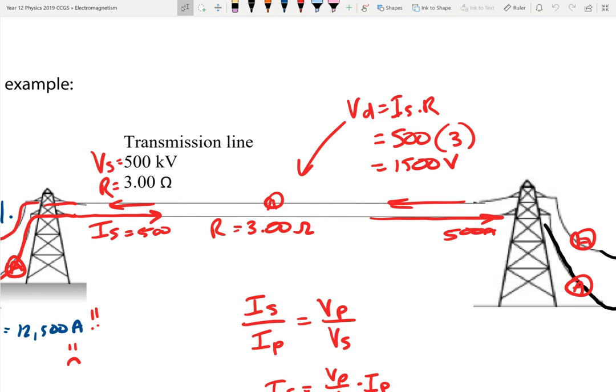Yes? So you have stepped down voltage from the power lines. Yeah, by the same factor. We stepped it up by a factor of 20, so 6 to 120, and then we stepped it down by a factor of 20 to bring it back down to 6 volts. Okay?